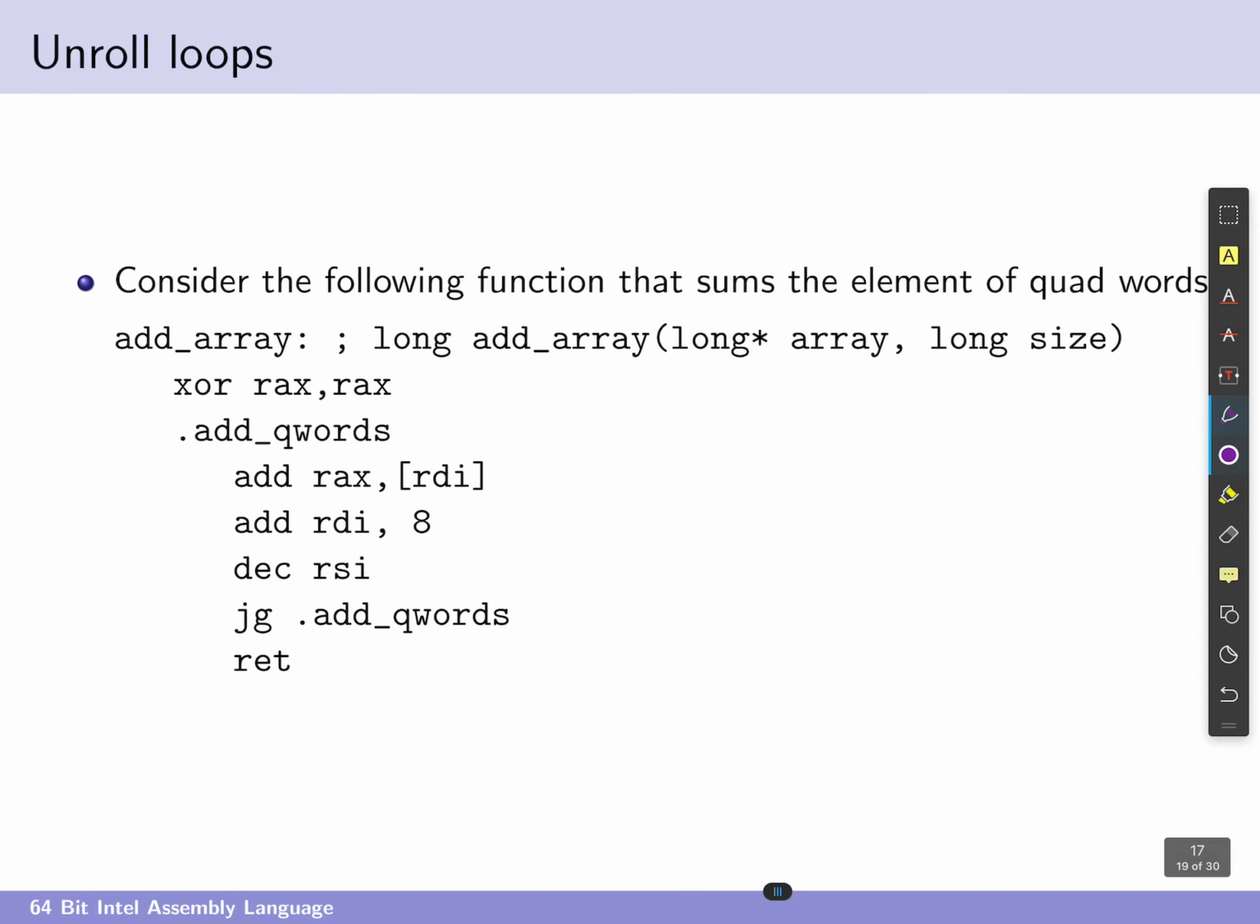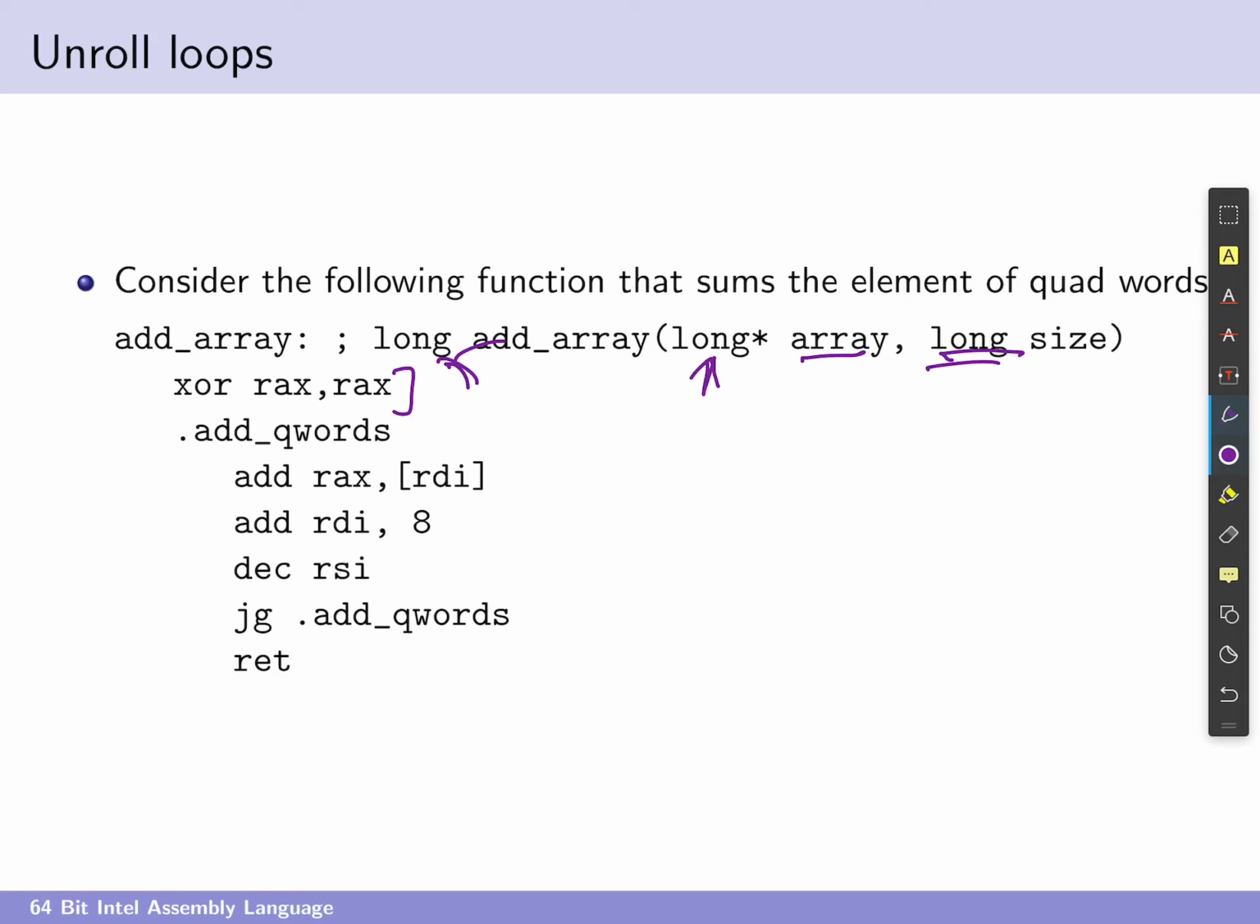Let's look at an example that's a little bit more quantifiable, where we could see this type of effect. Let's say I have a function called addArray, and all it does is loop through my array and return the sum of all the elements. So, a straightforward program. Each element is a long, we return a long, and I pass the size of the array as a long as well.